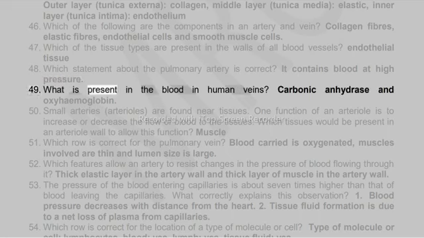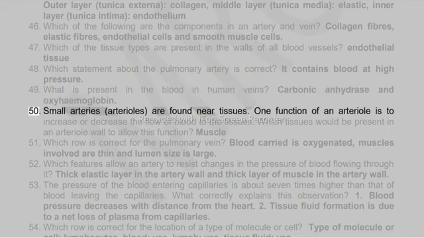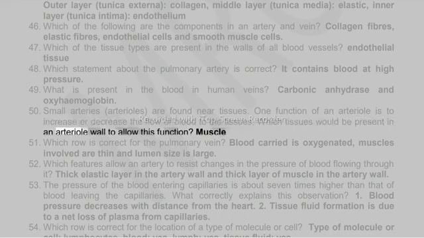49. What is present in the blood in human veins? Carbonic anhydrase and oxyhemoglobin. 50. Small arteries, arterioles, are found near tissues. One function of an arteriole is to increase or decrease the flow of blood to the tissues. Which tissues would be present in an arteriole wall to allow this function?